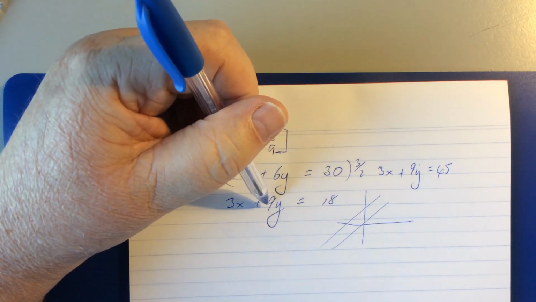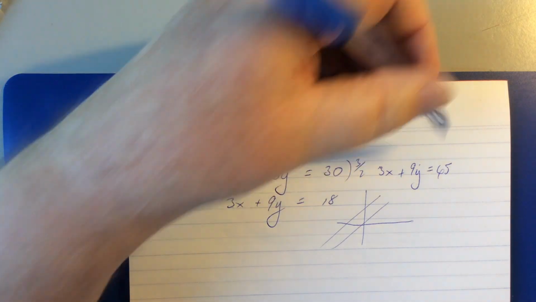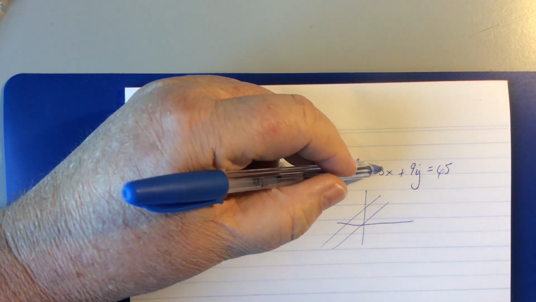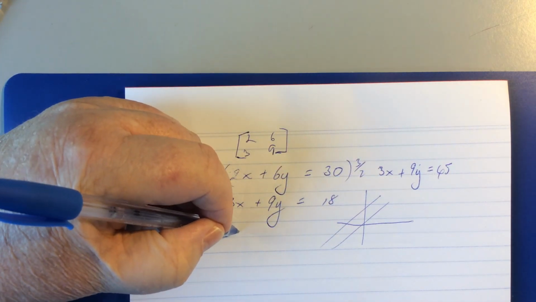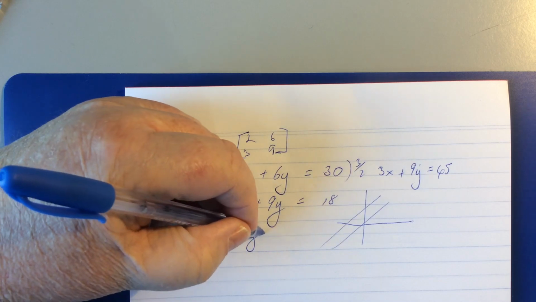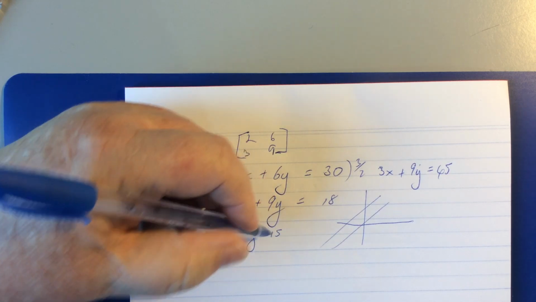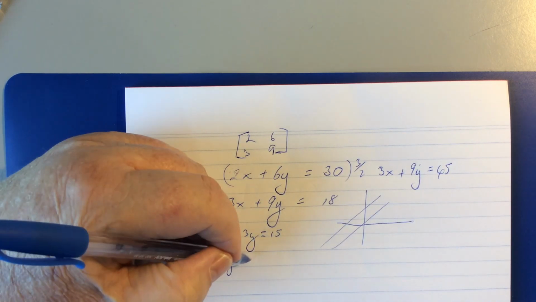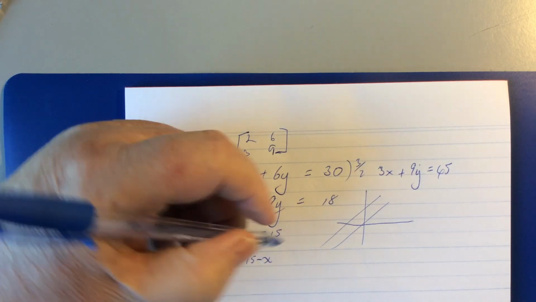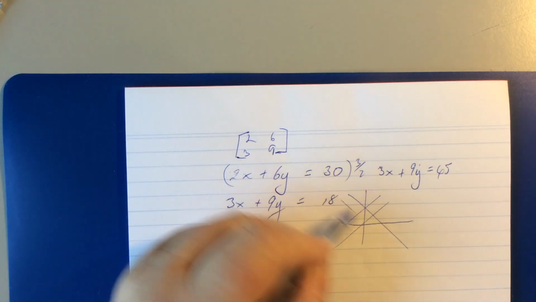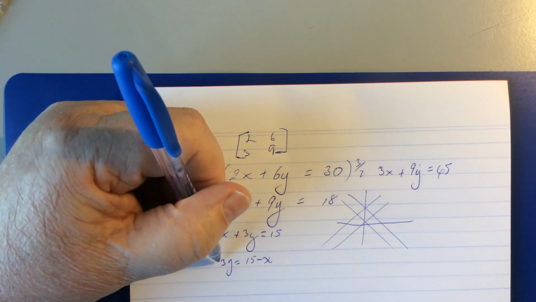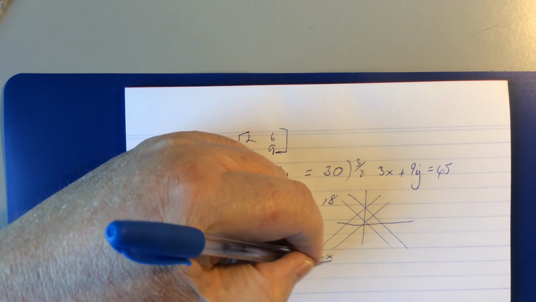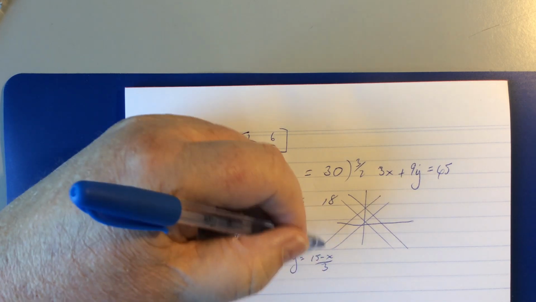Can we work out exactly what it is they do? Yes, we can. We can divide through by 3 in each case, and if we do that for this equation, we get x plus 3y equals 15. So 3y equals 15 minus x. So I'm wrong. The lines go like that, with a negative gradient. Y is equal to 15 minus x over 3, which is 5 minus x on 3.